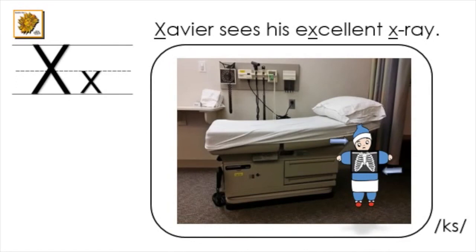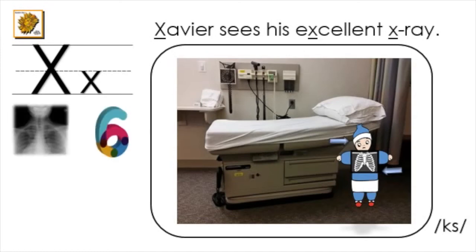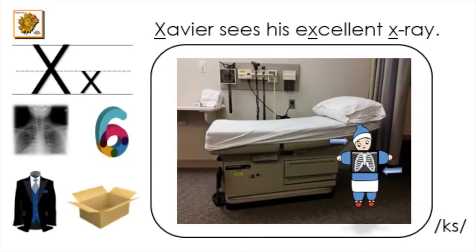Xavier sees his excellent X-ray. The letter X says k-ts, for X-ray, six, tux, and box. Let's move on to our vowel.